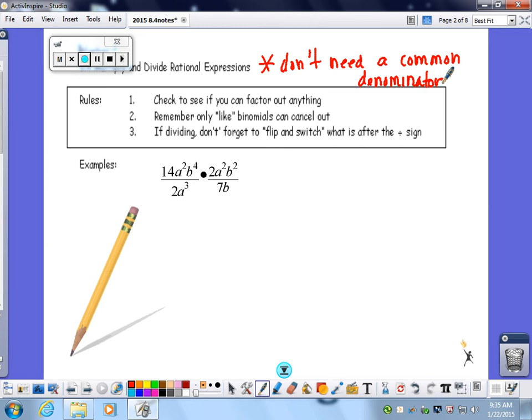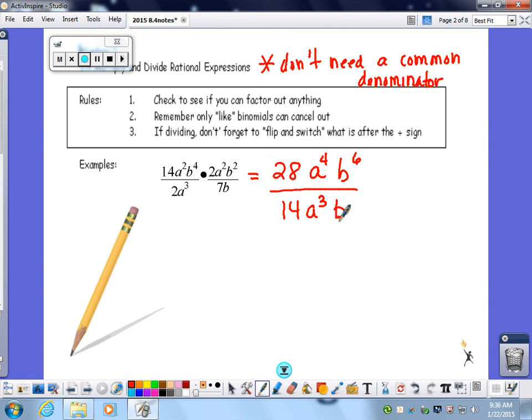So let's combine the numerators. 14 times 2 is 28. A to the 2 plus 2 is 4. B to the 4 plus 2 is 6. On the denominator, 2 times 7 is 14, a to the third b.